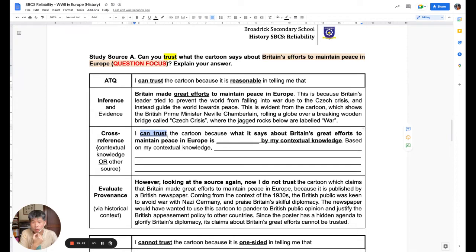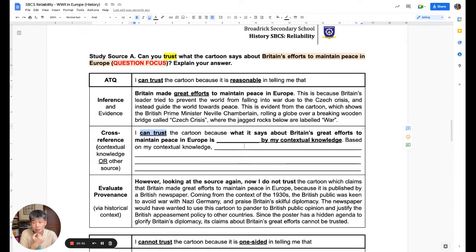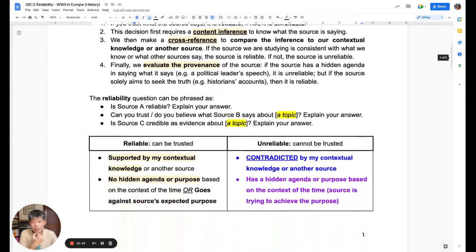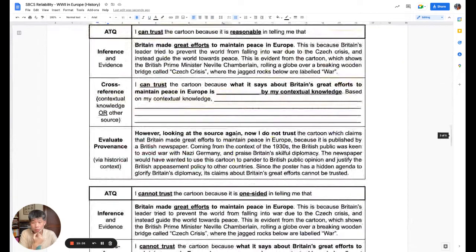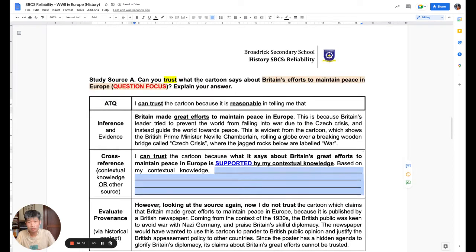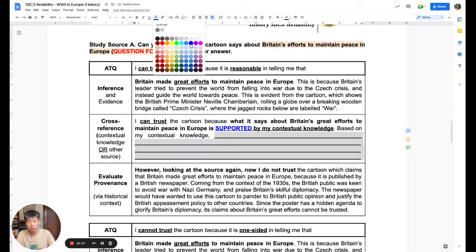So when we talk about trusting the cartoon, we say that the cartoon must be supported by our contextual knowledge. So here, clearly, we have to do a support stand. So how do we know that Britain is making great efforts to maintain peace? What do we know from our own knowledge? Actually, we know quite a bit because we just discussed the background information. We know that Britain and France had a policy of appeasement.